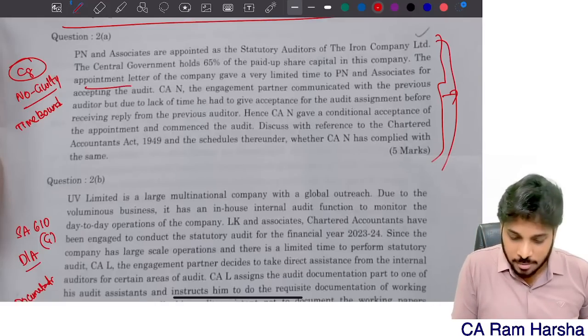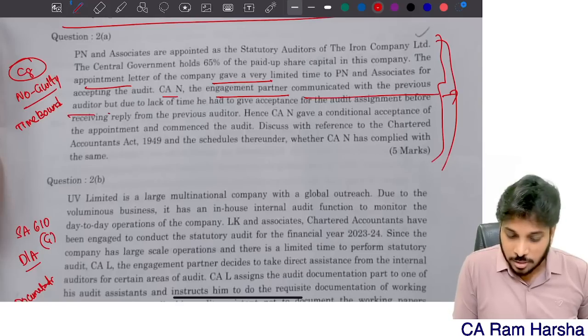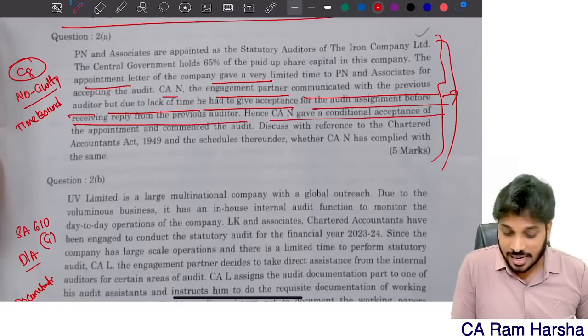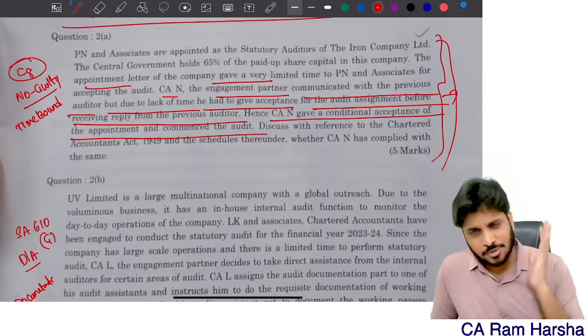Okay. So the appointment letter was very simple. CAN, the partner, communicated with the previous auditor, but due to lack of time, he had to give acceptance for the audit before receiving the reply. Hence, CAN gave a conditional acceptance. Actually, you can give full acceptance also, not an issue.